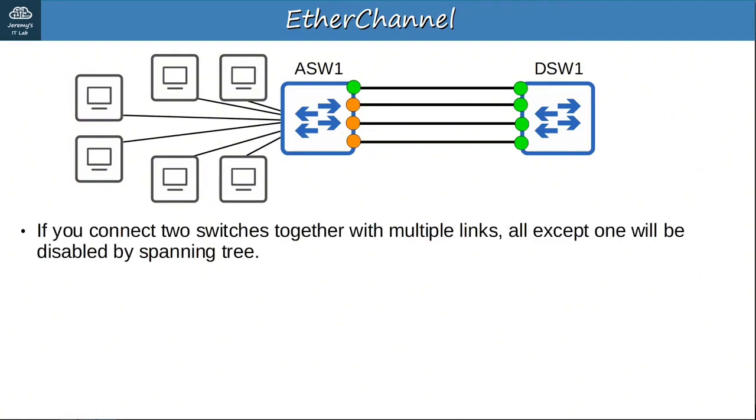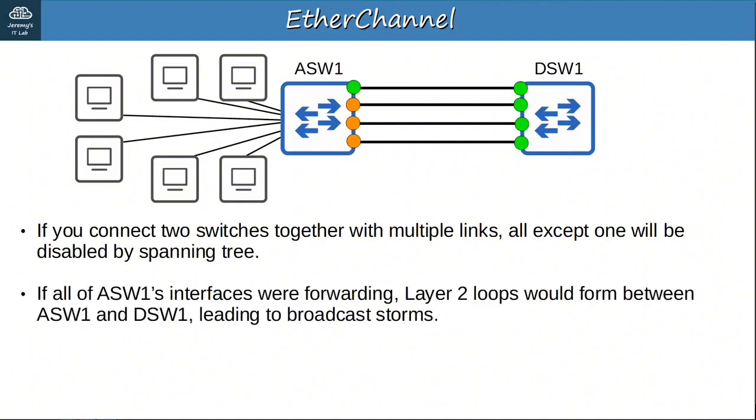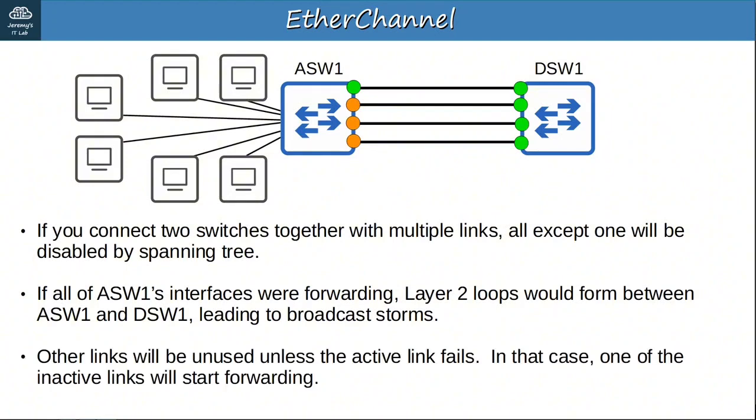If you connect 2 switches together with multiple links, all except one will be disabled by spanning tree. Why does it do this? Well, if all of A switch 1's interfaces were forwarding, Layer 2 loops would form between A switch 1 and D switch 1, leading to broadcast storms. Other links will be unused unless the active link fails. In that case, one of the inactive links will start forwarding.